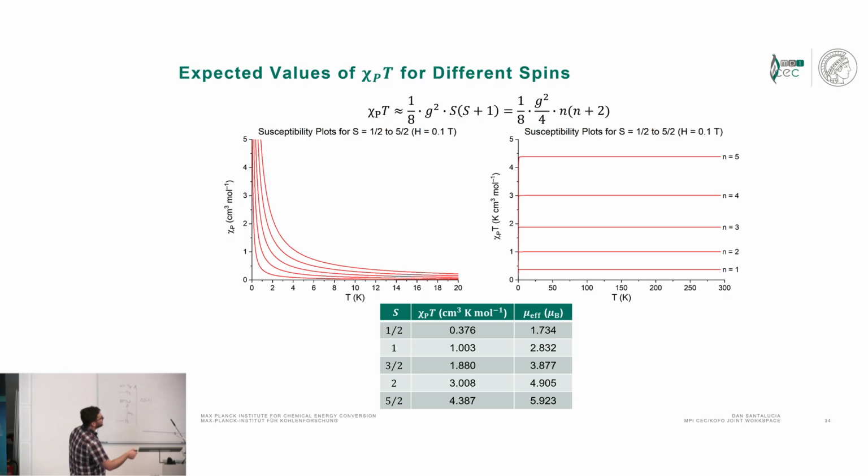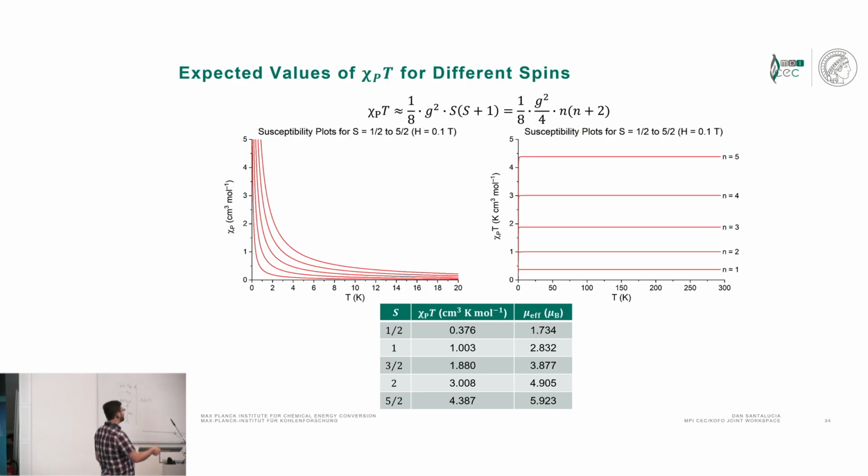So as long as you know what the value of chi T is, you know how many unpaired electrons you have in your sample, you know the spin state. That tells you something fundamental, a property about your sample, okay? And what I've done here is I've just given you what's relevant for d transition metals, at least for monomers, right?